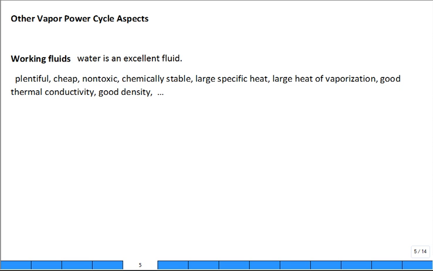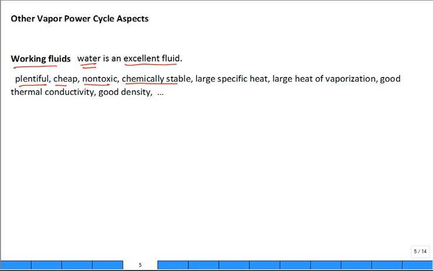So a couple comments. One is about working fluids. Water is typically the working fluid used in a vapor power cycle. It's a fluid of choice. It's an excellent fluid for a number of reasons. One, it's plentiful, lots of water. It's cheap. It's non-toxic. It's safe enough that you can even drink it.